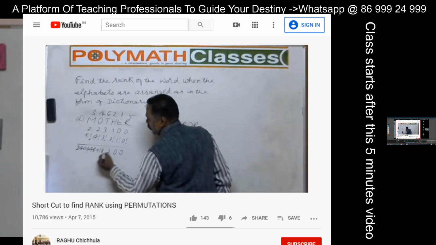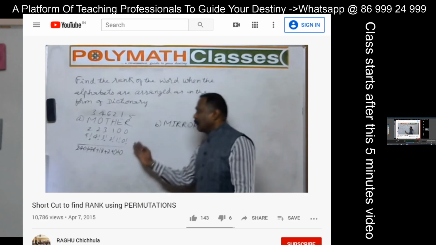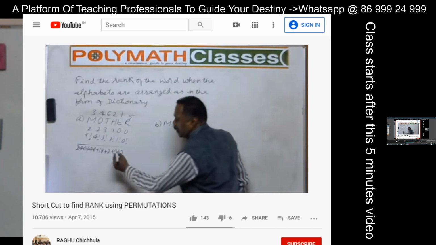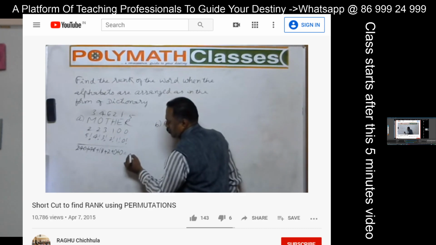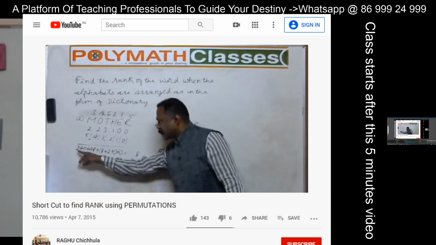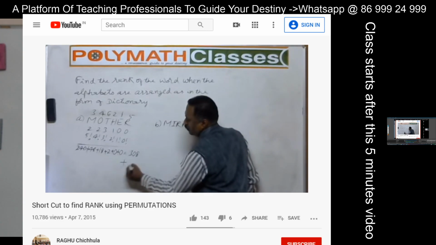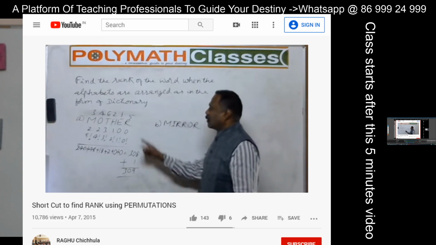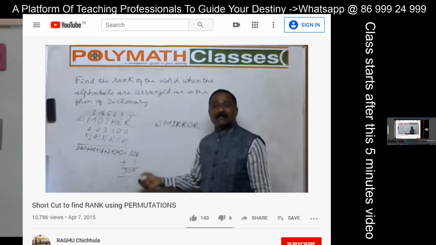Now add this to get the number of arrangements before mother. To get the number of arrangements before mother. How many is this? This is 2, 20, 18... plus 48 plus 240. That is 308. Plus 1 for mother. That is 309, the rank of the word mother if the alphabets are arranged in the form of a dictionary.